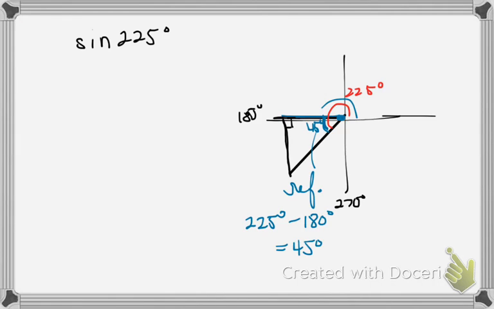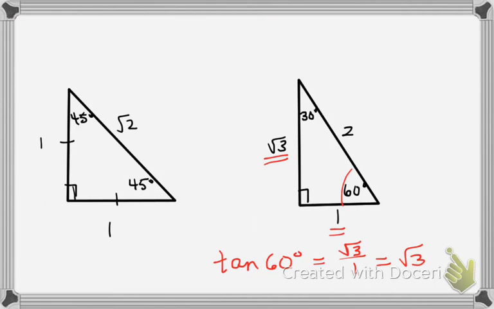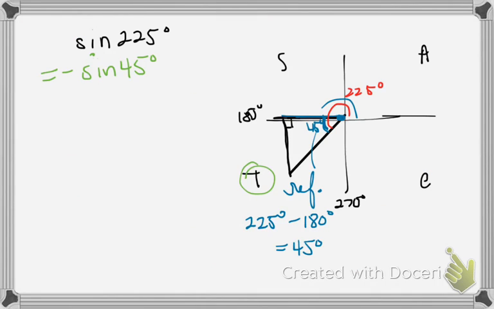Okay, so the sine of 225 is going to be equivalent to the sine of 45, except we need to decide whether it is positive or negative. The sine of 225 is in the tan quadrant, and we said in the tan quadrant, sine is negative. So this is going to be equal to the negative sine of the reference angle, which is 45. Now if we look back on our special triangles, you can see that the sine of 45 is opposite over hypotenuse, which is 1 over root 2. So this is going to be equal to negative 1 over root 2. Great.